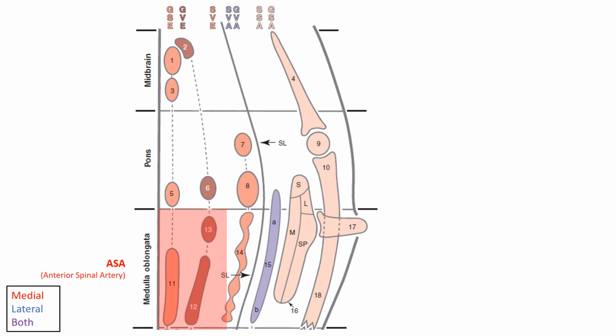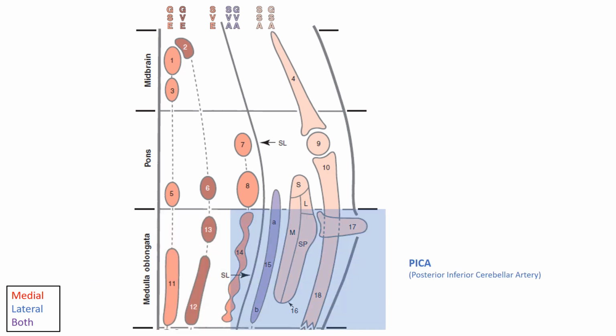Anterior spinal artery likely will not affect any nuclei in the trigeminal system, but PICA will hit the spinal trigeminal nucleus because it runs all the way down into the medulla from the pons. And so you can lose pain and temperature sensation from the ipsilateral face.